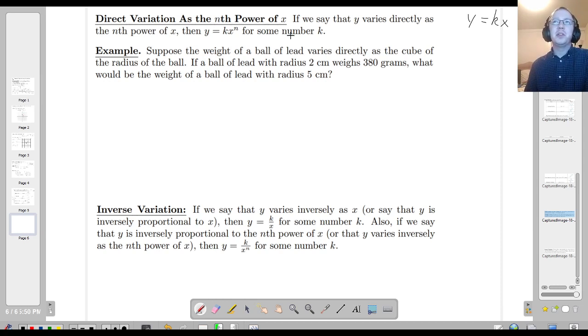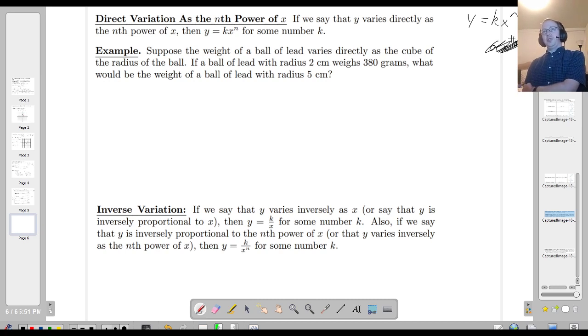If we say that something varies directly as the nth power of x, then instead of y equals kx, we're going to have y equals k times x to the nth power. You'll notice this pattern, kx to the n, is just another choice of letters for ax to the b. That's why we're putting this with power functions. These are indeed examples of power functions. And the whole process that we learned for solving direct variation, where we solve for k, and then plug in our variables to find the answer at the end, is going to apply here.